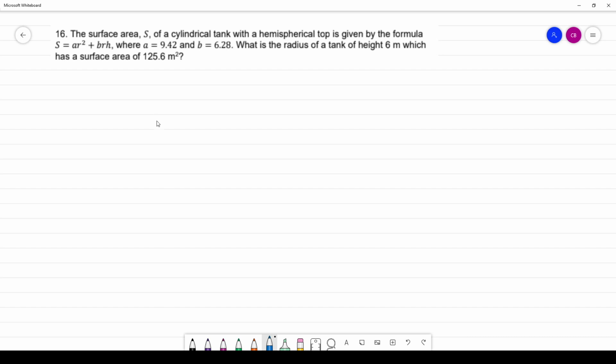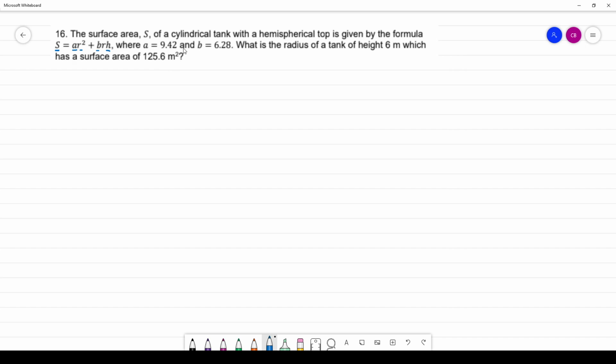We got another question. We've got the surface area S of a cylindrical tank with a hemispherical top given by the formula S equals AR squared plus BRH. That's a lot of variables. We've got 1, 2, 3, 4, 5 different variables. R is counted, R is there twice. There's an R squared and a regular R.